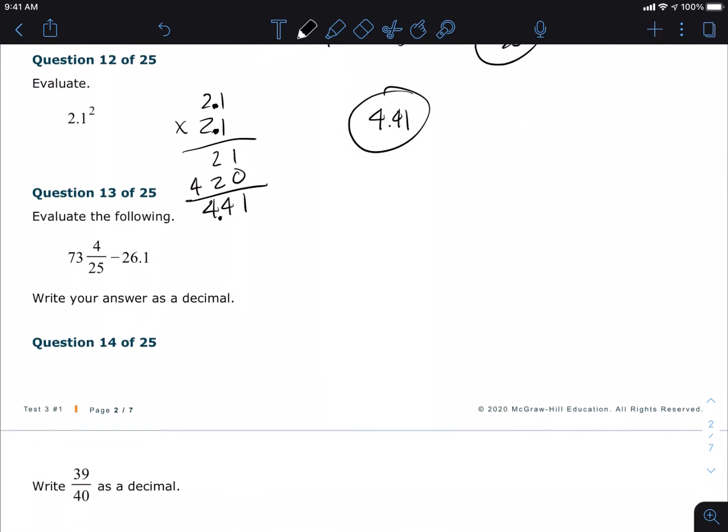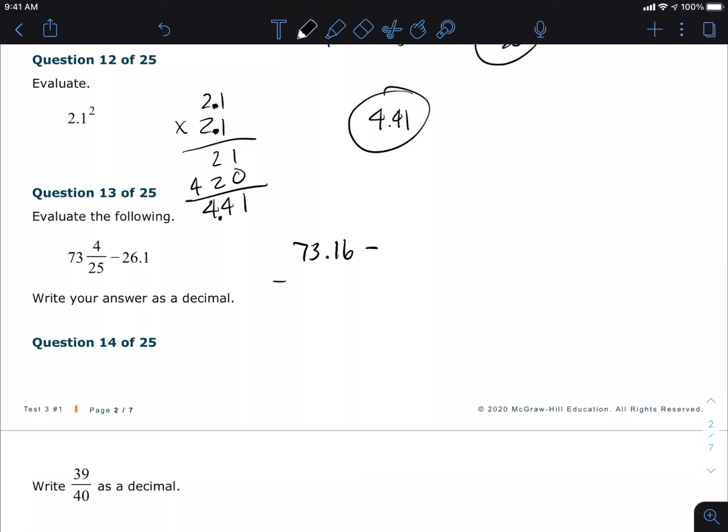For 13, 73, and I'm going to change that 4/25ths to a decimal. So if I multiply each by 4, I'm going to get 0.16. And the reason I did that is because that would have given me 16 over 100, and now I know that's 16 hundredths. Just a quick, easy trick. If you make the denominator 100, it becomes very, very simple.